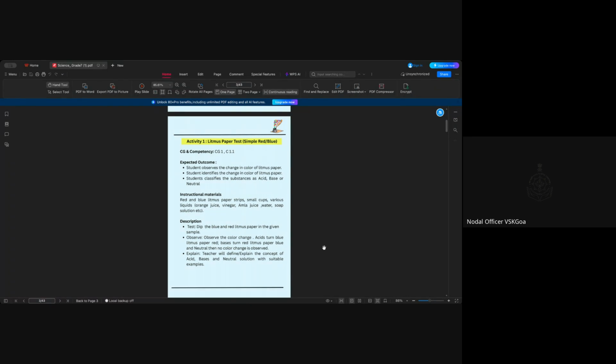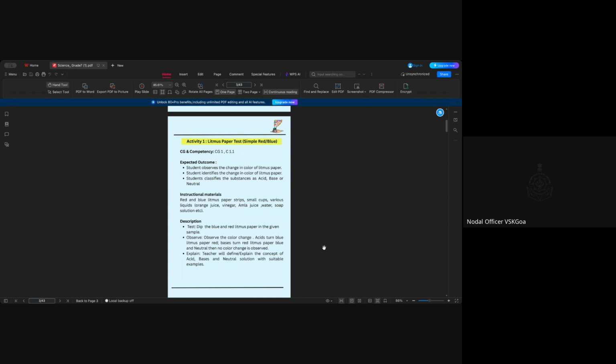So the first activity here is the litmus paper test, that is by using red or blue litmus paper. The curricular goals which are basically catering to this are CG1, CG6 also is there. Some curricular goals and competencies I will add on. If you want, you can note down CG1, CG6 and also CG7.